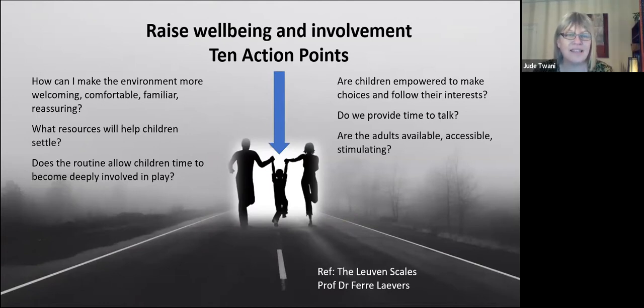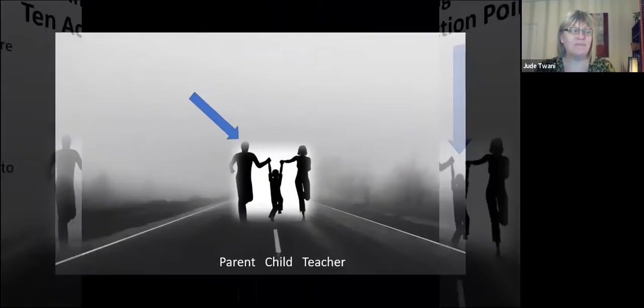And these are some of the questions that I'll be asking, which are really pertinent during times of transition. Is this environment welcoming? Is it comfortable? Is it familiar? Is it reassuring? Do children have a sense of belonging very quickly there? What resources might I need to help children to settle in? Does the routine allow them time to make some choices, time to get deeply immersed? Can they follow their own interests? We provide good time to just talk, not about an agenda, but talking time. Are the adults available? Are they stimulating? Are they accessible? Are they warm? So the 10 action points based on the Leuven scales really do help us to consider what we're doing during times of transition.